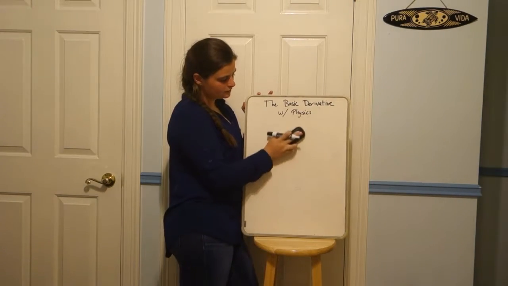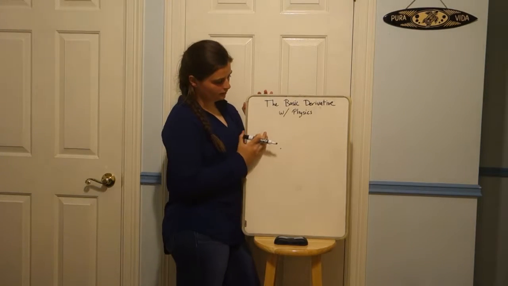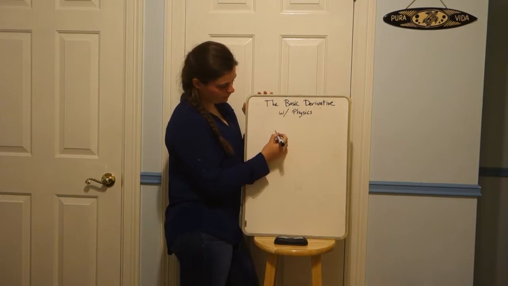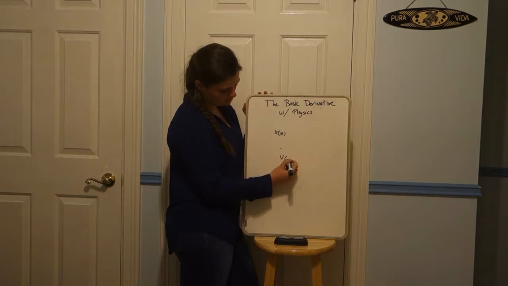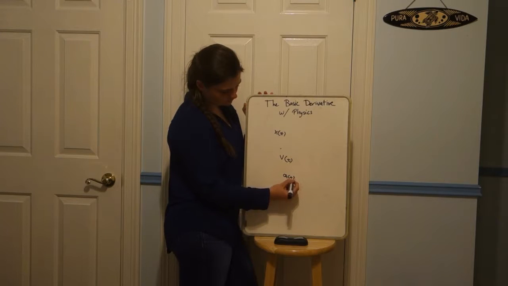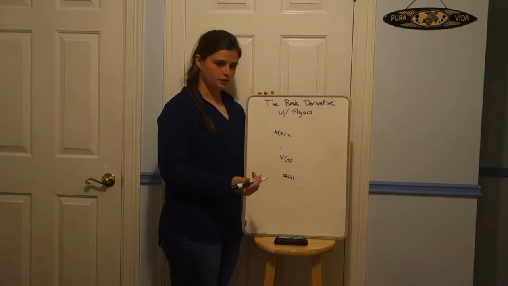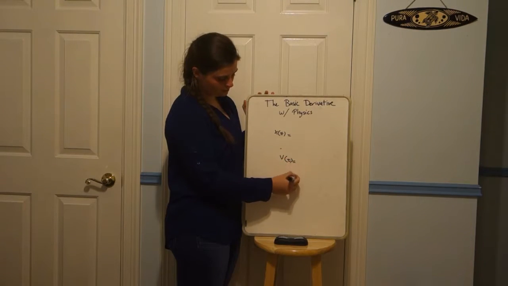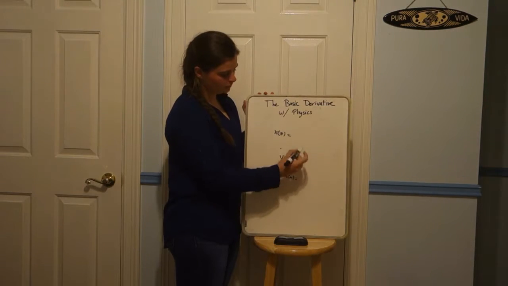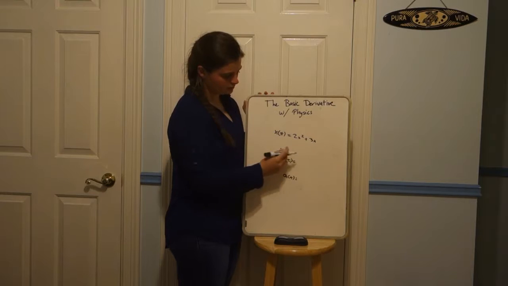So derivatives give us relationships between different equations. So in our first example with physics, you can compare a position equation to a velocity equation to an acceleration equation. So we're going to say Brian is running a 100-meter dash. So based off of his positioning, you can come up with the equation 2x squared plus 3x.